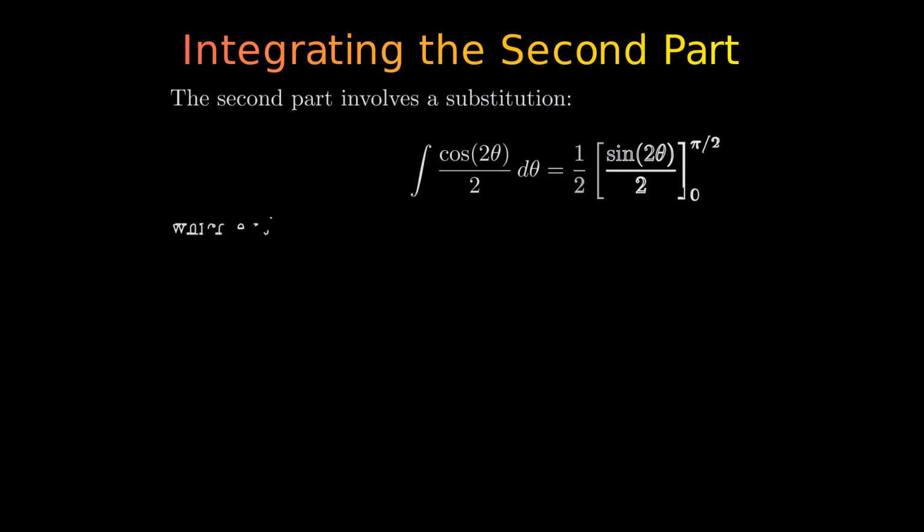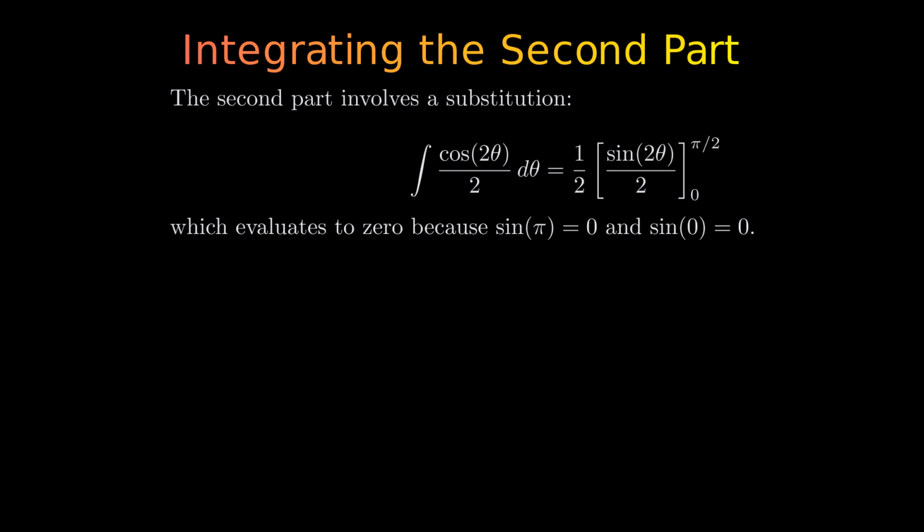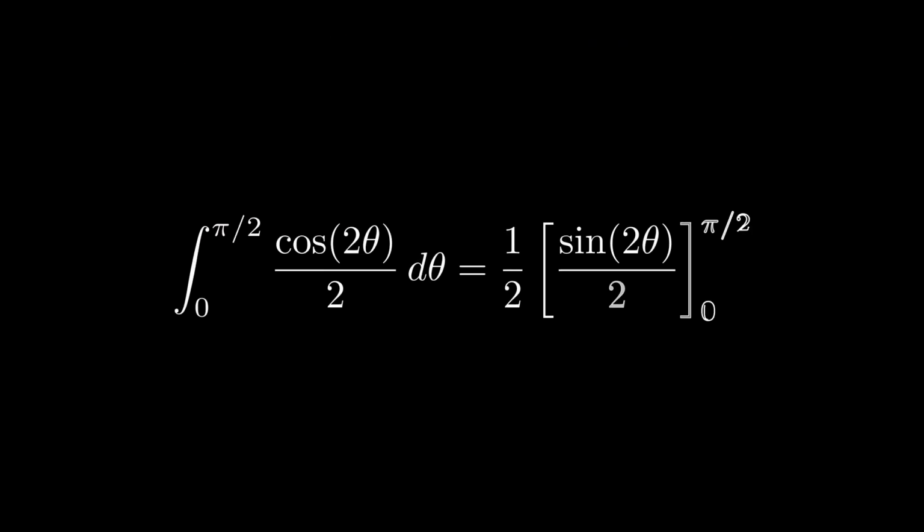The second part involves a substitution. The integral of cos 2 theta d theta equals 1/2 sin 2 theta, evaluated from 0 to pi over 2, which evaluates to 0 because sine of pi is 0 and sine 0 equals 0. Let's evaluate the second part of the integral now.